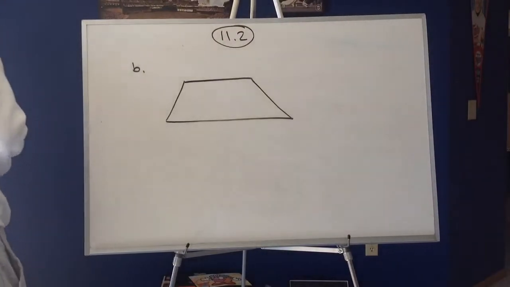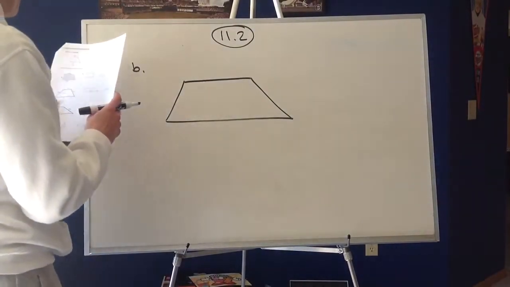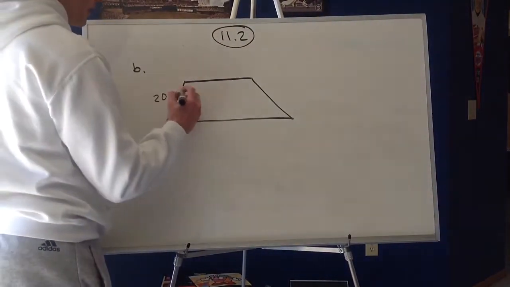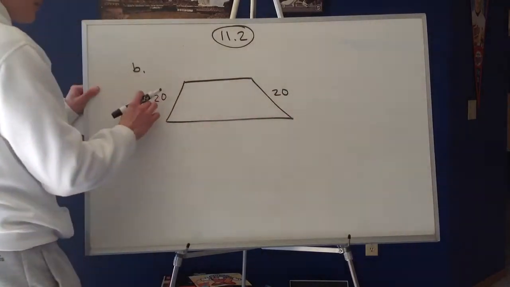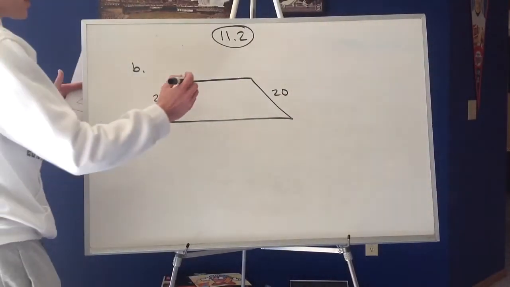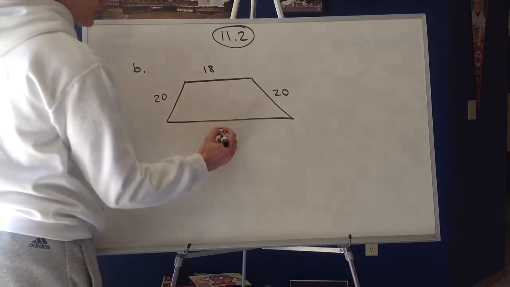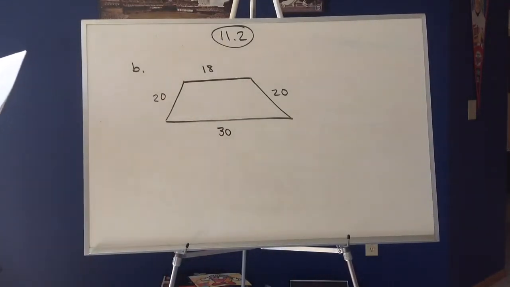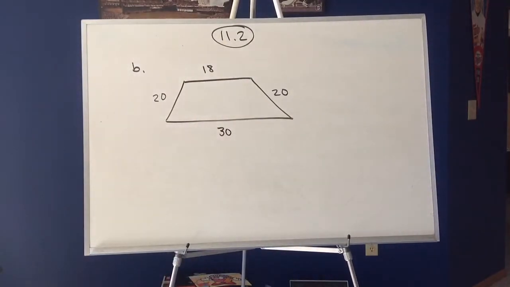This is a really important one for us to look at because this one is an isosceles trapezoid. Remember, isosceles trapezoid means that your two legs are congruent to each other. We're going to be working with these quite a bit, and we need to make sure we know how to work with them correctly.